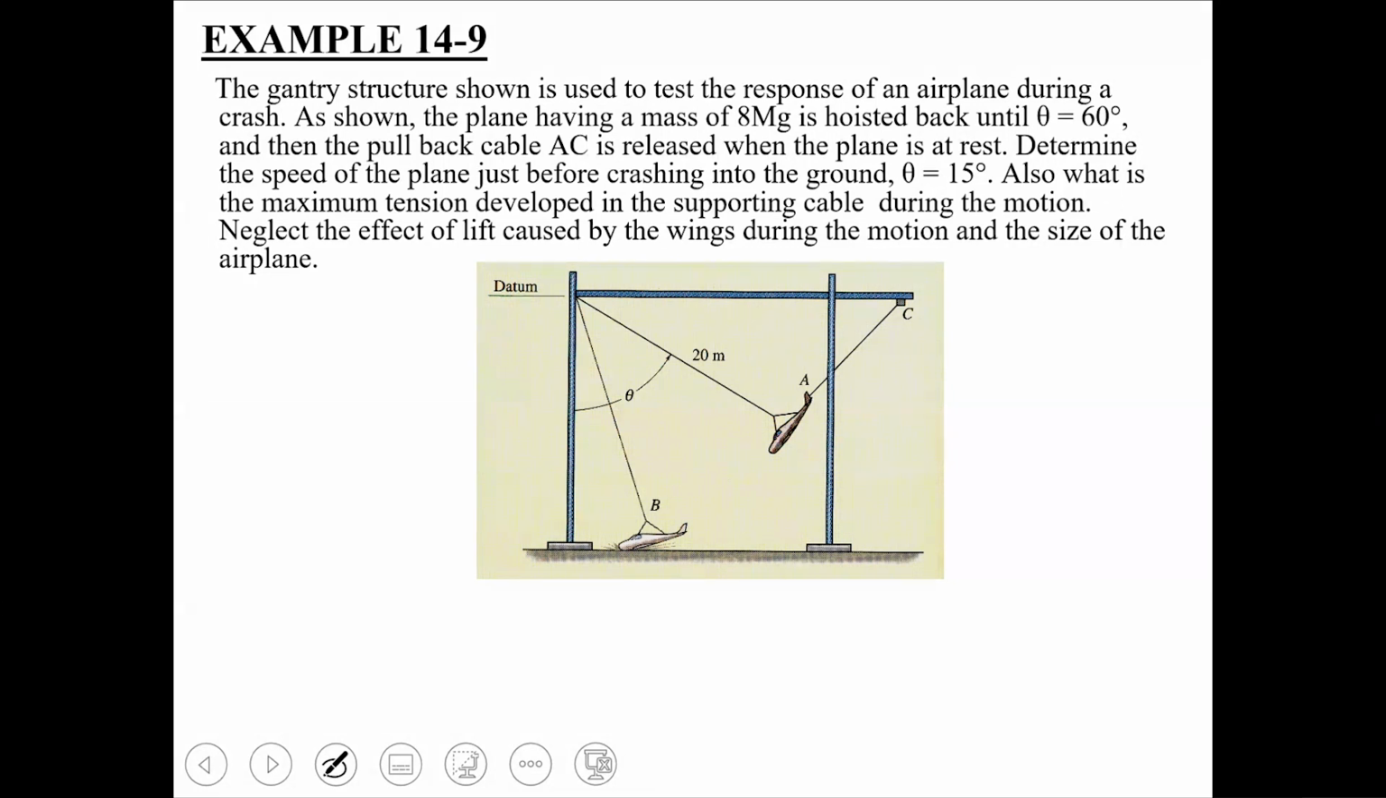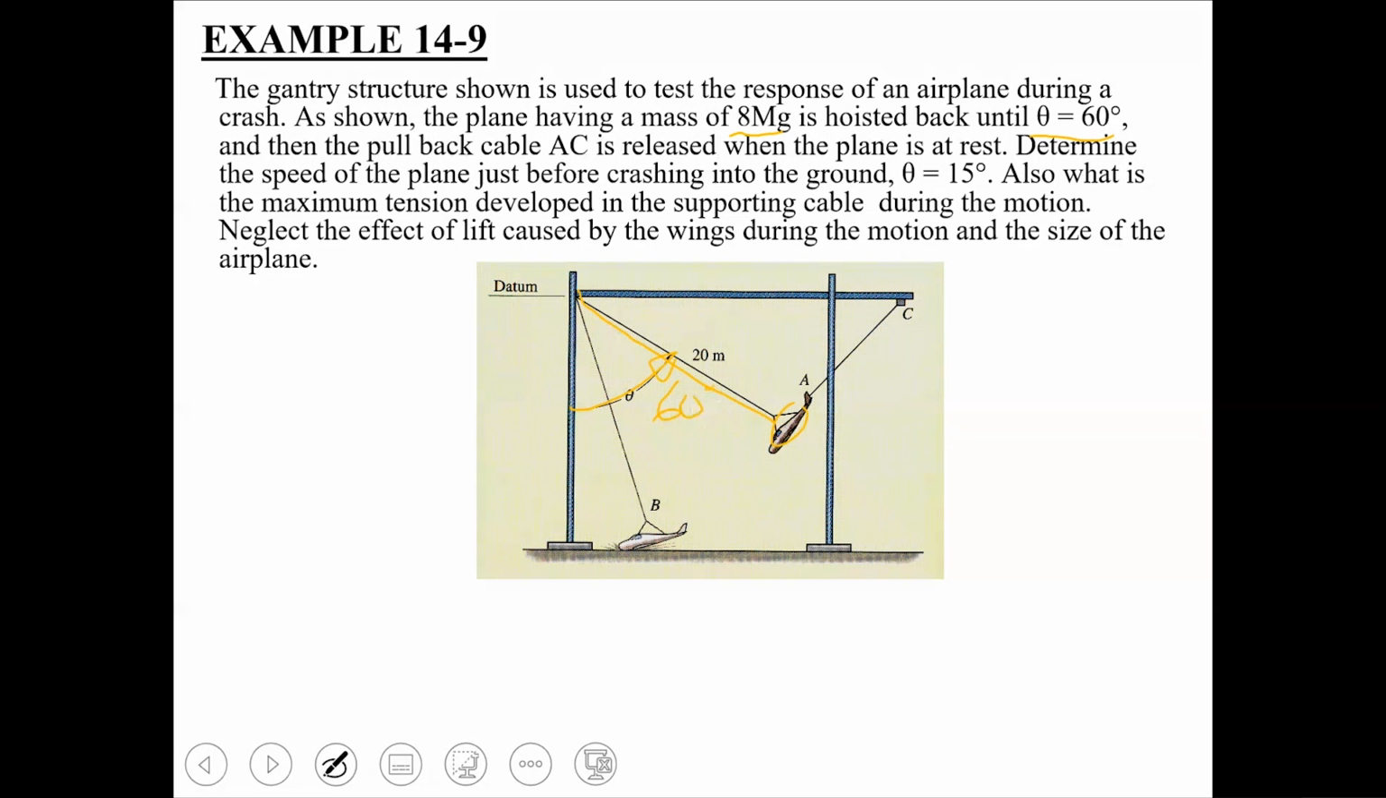Starting with example 14-9, in which a gantry structure is shown which is going to be used for testing the response of an airplane during a crash. As shown, the plane has a mass of 8 megagrams. So first you have to convert this mass to kg. How much kg is this mass? 8,000 kg. So this plane has a mass of 8,000 kg and it is hoisted back until theta is equal to 60 degrees. So when the plane is located at position A, this theta is given to you as 60 degrees.